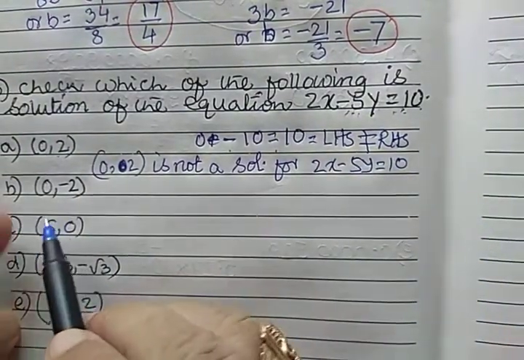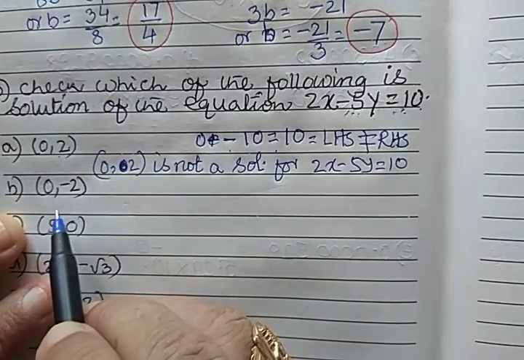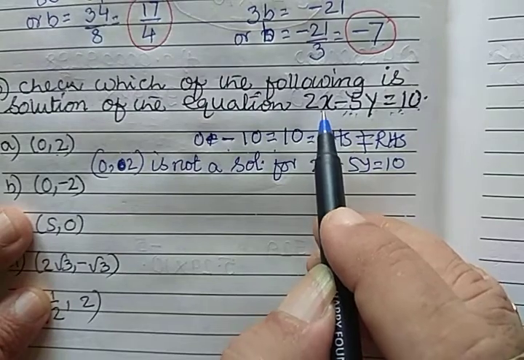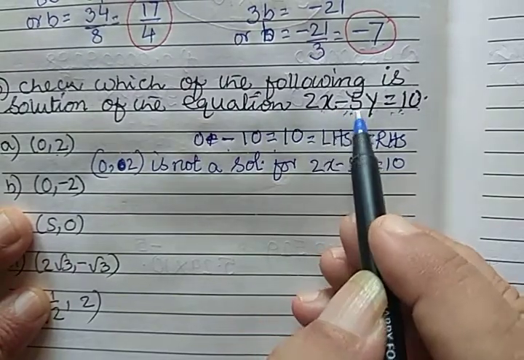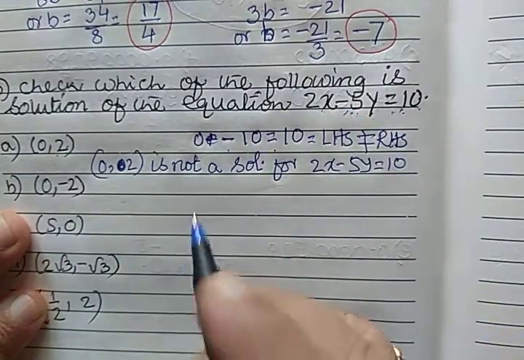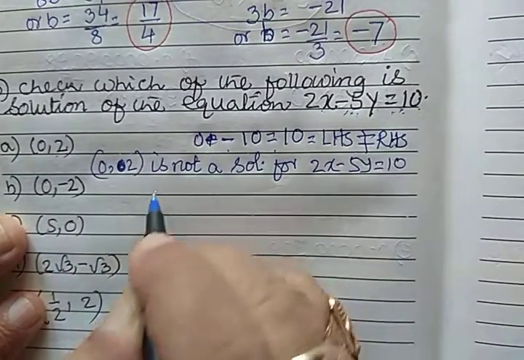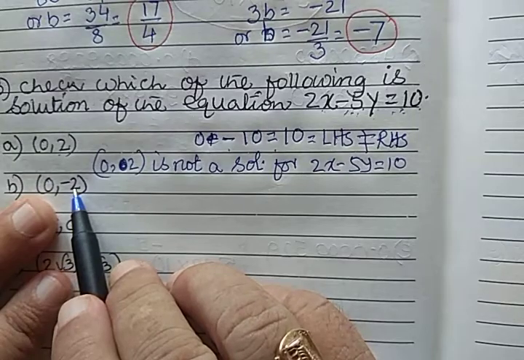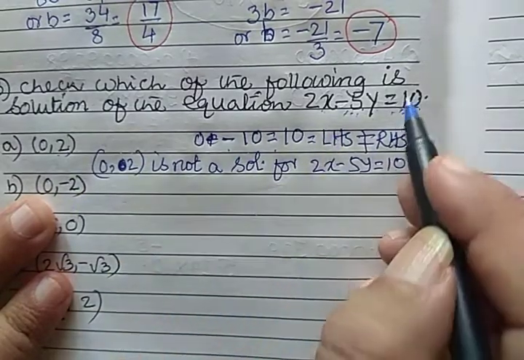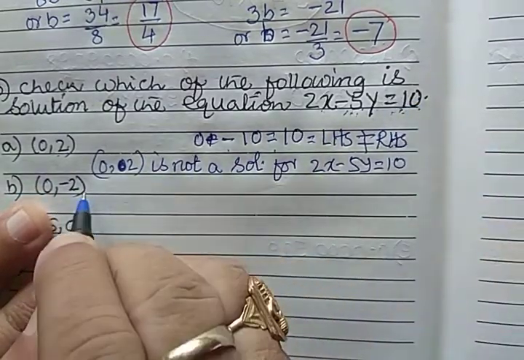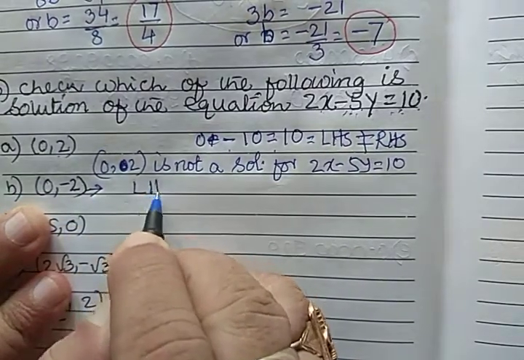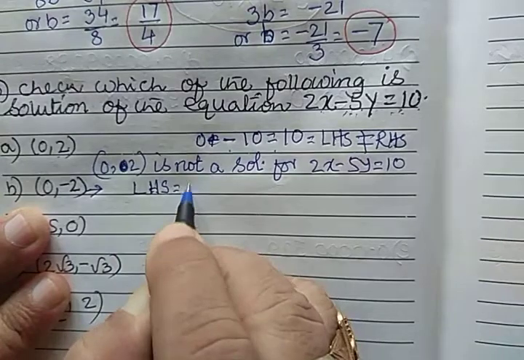Clear? Now let us check (0, minus 2). So this becomes 0. Minus 5 into minus 2 is plus 10. Minus 2 into minus 5 plus 10 is equal to 10. So if this is the solution, what happened? LHS is equal to RHS.